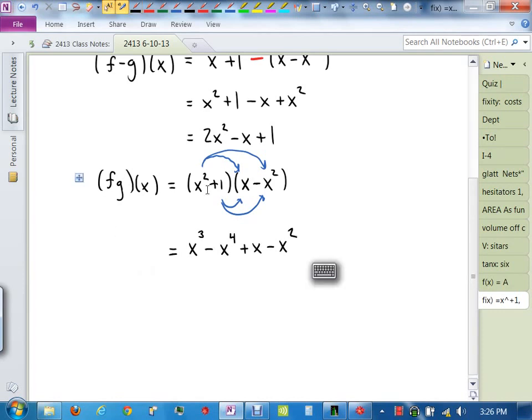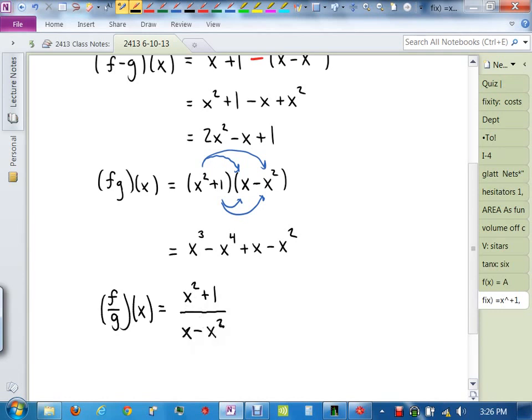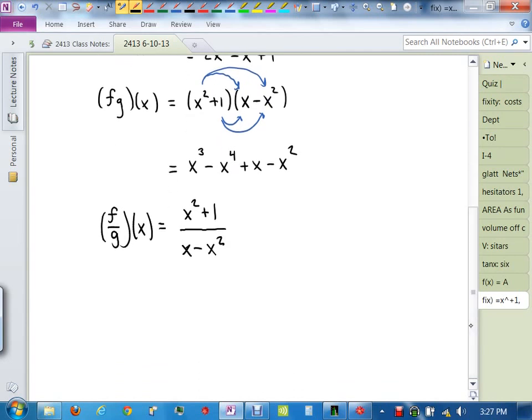The last one is 1 times negative x squared. So the next one, f over g, I think hopefully that's obvious that that's just division, right? x squared plus 1 over x minus x squared. Now there's not a whole lot you can do with that, okay? There's not a whole lot you can do with it. So we could leave it like that.